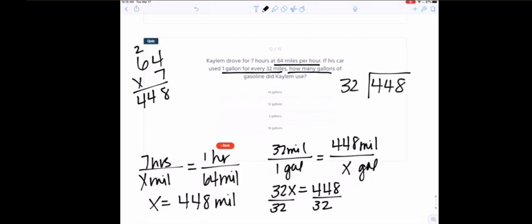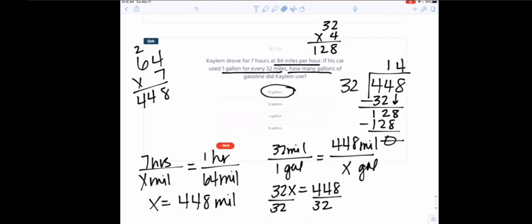So 32 goes into 44 1 time. 4 minus 2 is 2. 4 minus 3 is 1. And I'm going to bring down that 8. Okay, so 32 goes into 128. I know 30 times 4 is 120. Remember I told you sometimes it's good to just round it and estimate. So I'm going to try 32 times 4 because I think that's pretty close. 4 times 2 is 8. 4 times 3 is 12. And there we go. 128. And we're done. So how many gallons did he use? 14 gallons. Okay, I hope you're getting better at this.